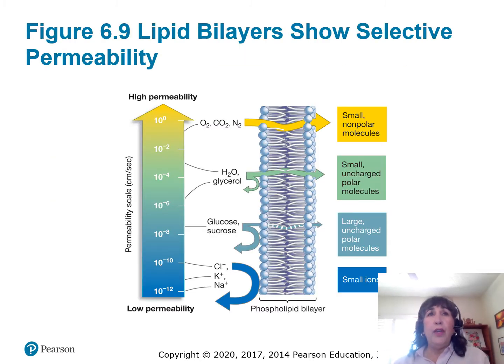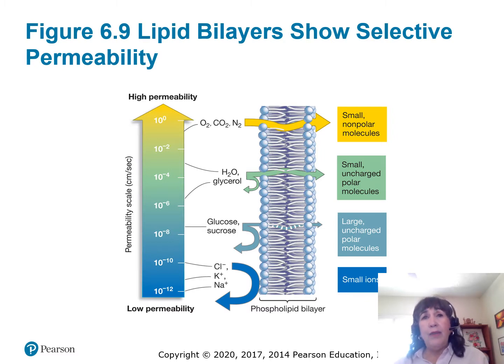I love this figure 6.9 because it gives you examples of some molecules that can move across the phospholipid bilayer. Remember, if molecules are small and nonpolar, they can move across, and this is indicated by yellow. Then there are other molecules that are small, but oftentimes they have a charge, and sometimes it is hard for them to move across. Notice that water is one of those. And then we get to larger molecules like glucose and sucrose. They're large, they don't have a charge, but they still have a hard time moving across the phospholipid bilayer.